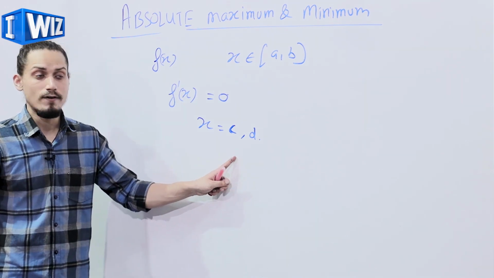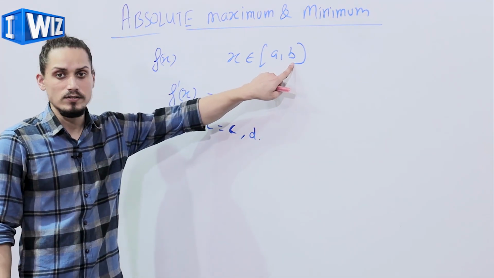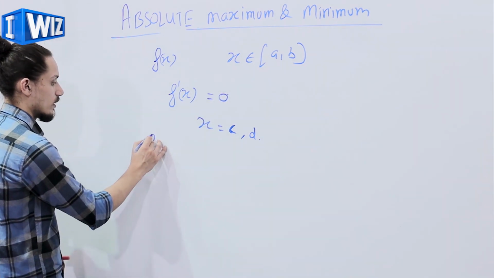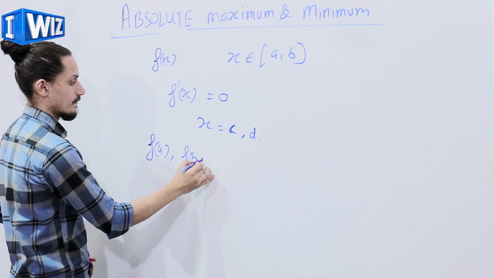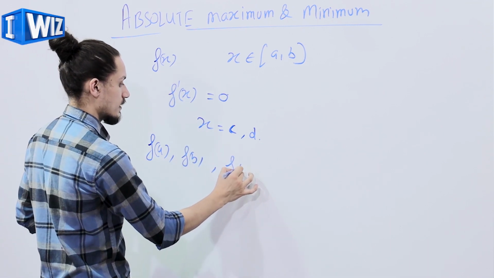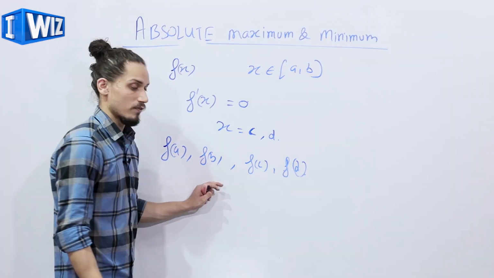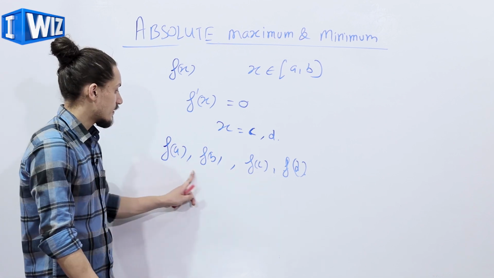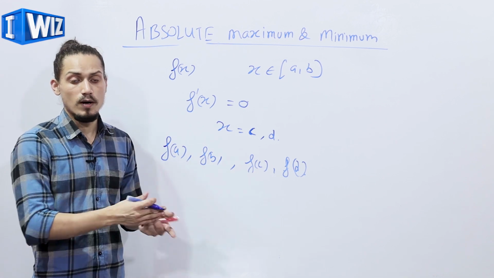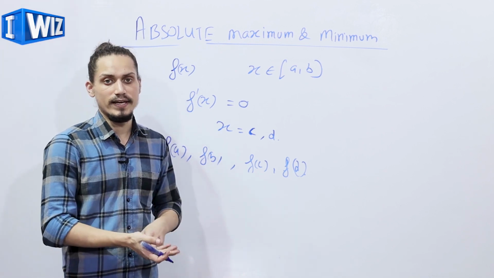Now we'll find the value of this function at these critical points and at the end points of this interval. That means we'll find the value of f at the end points, f of a and f of b, and then at the critical points, f of c and f of d. We have found the value of the function at the end points of the interval and at the critical points. Then we will see in which case the value is highest; we will call that the absolute maximum value, and the case with the lowest value we will call the absolute minimum value.